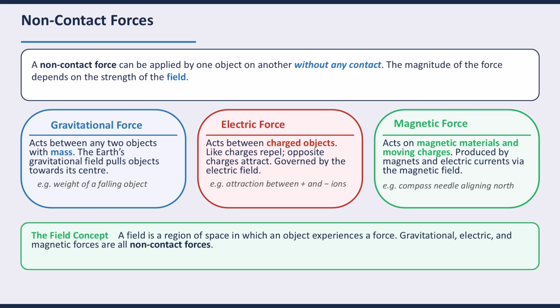One, gravitational force, acting between any two objects that have mass, always attractive. Two, electric force, acting between charged objects, can be attractive or repulsive depending on the signs of the charges. Three, magnetic force, acting on magnetic materials and on moving electric charges. The key insight is this: the field allows a force to be transmitted through empty space. This is how electricity and magnetism work at the most fundamental level.